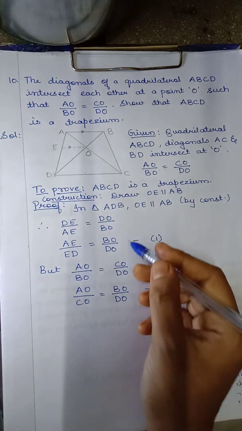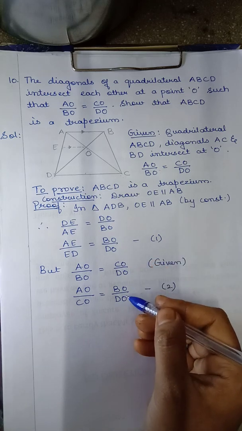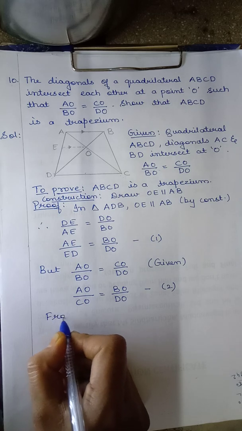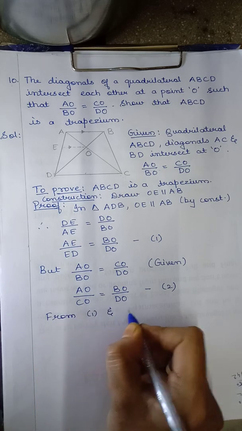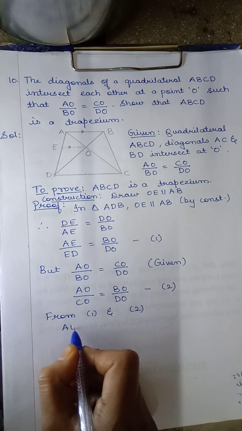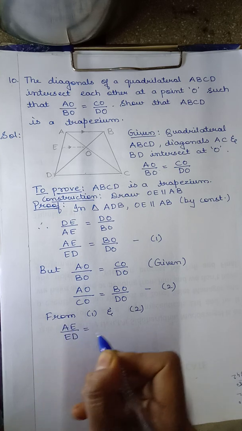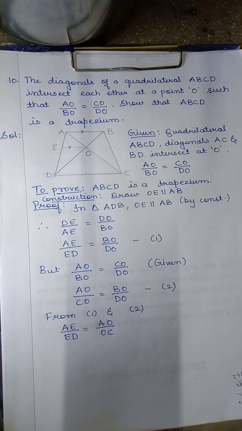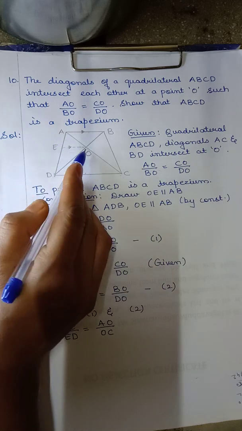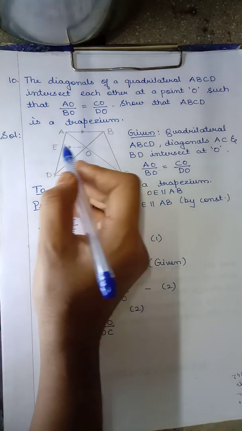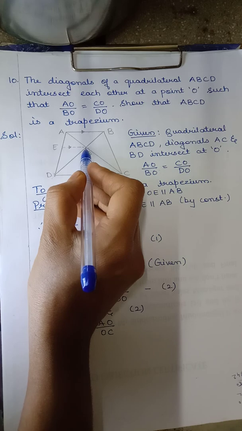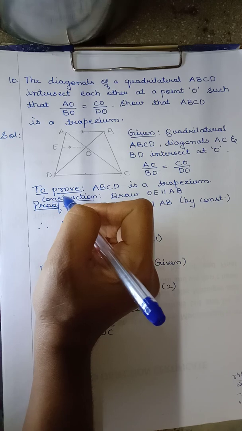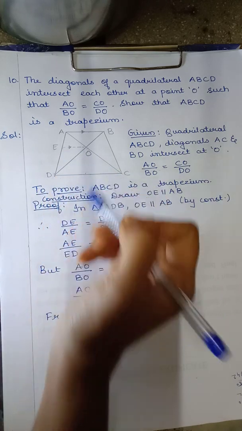Now you can see in equation 1 and 2, RHS are equal: BO, DO, and here also BO and DO. So therefore LHS will also be equal. From 1 and 2, AE upon ED is equal to AO upon OC, or CO you can write. Now we got AE upon ED is equal to AO upon OC. This shows that points E and O on the sides AD and AC divide them in the same ratio. So by converse, OE will be parallel to CD.